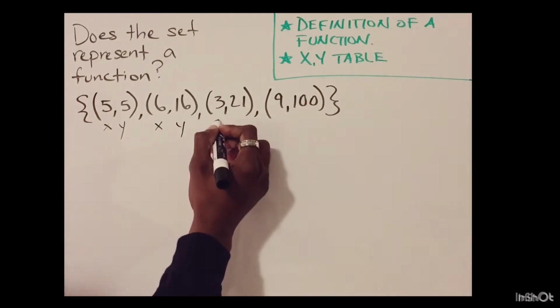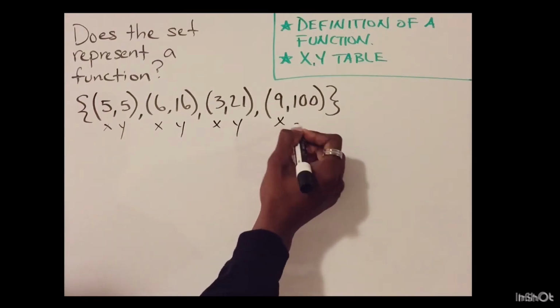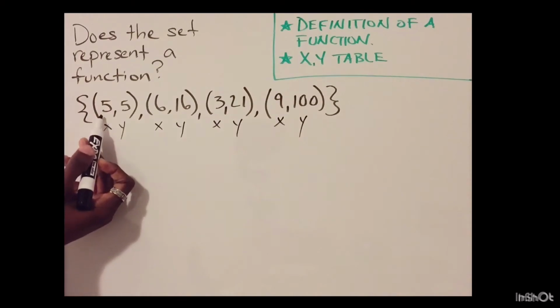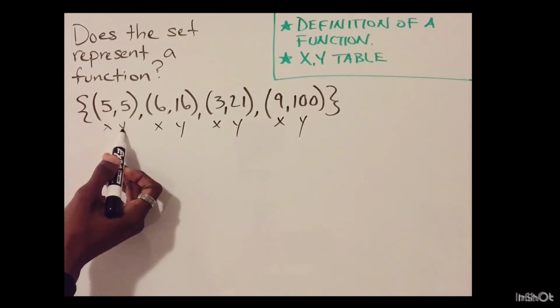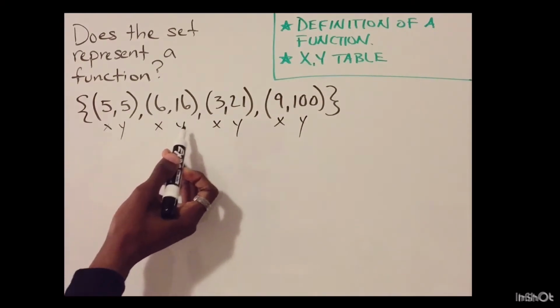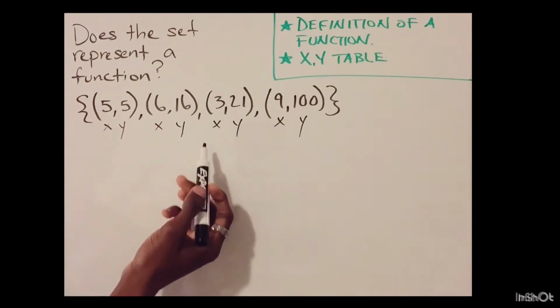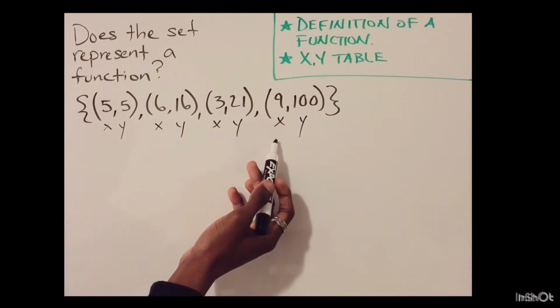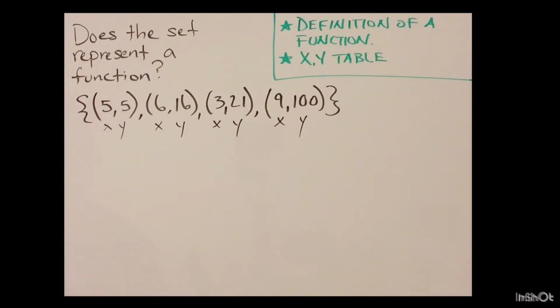X, y, x, y, x, y. So that just shows us that the 5 is an x and this 5 is a y. This 6 is an x. This 16 is a y. The 3 is an x. The 21 is a y. The 9 is an x and the 100 is a y.